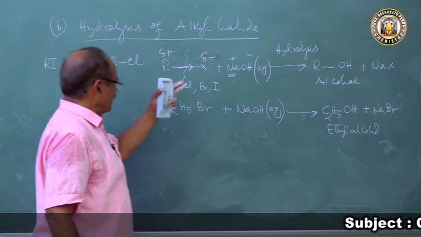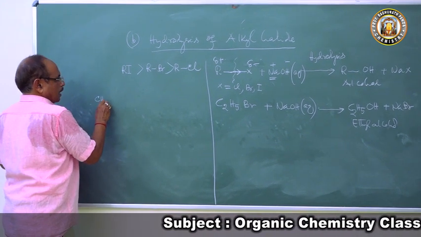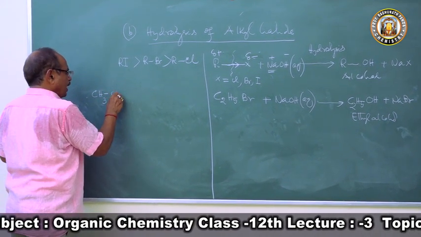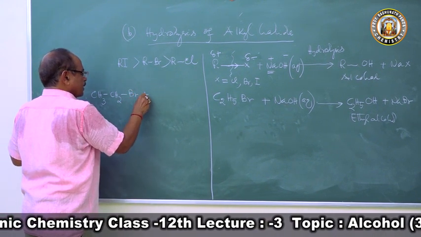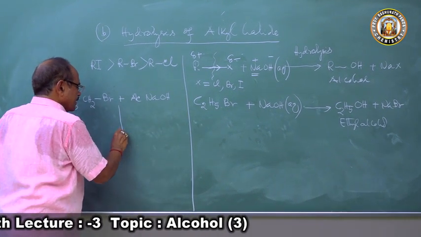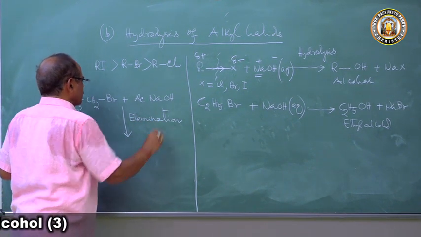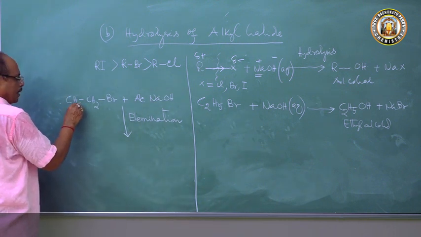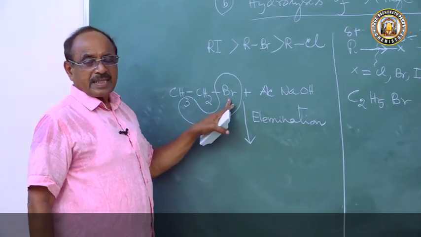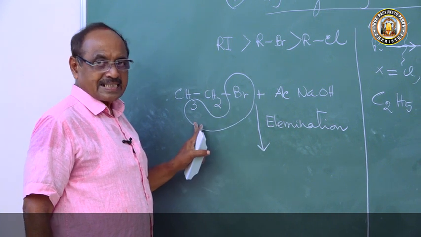We have read in our alkene chapter, when you take CH3CH2Br and treat this with alcoholic sodium hydroxide or potassium hydroxide, this undergoes elimination reaction. Means what happens? One hydrogen atom from this place and one bromine atom from this place form HBr. This reaction is called elimination reaction. So this HBr is eliminated.